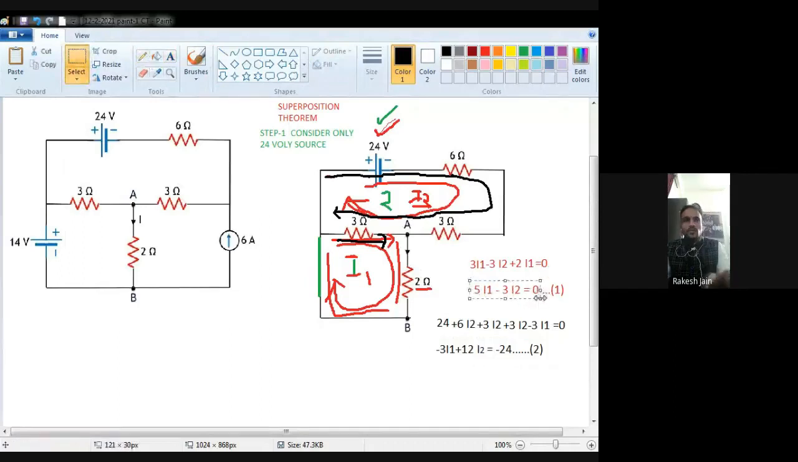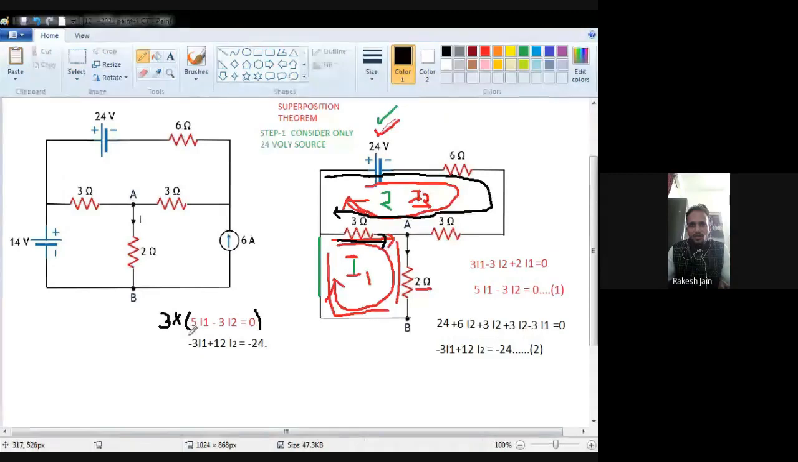Now this is my equation number 1 actually. I just simplified that above. So I remove this and from here I simplify and find that this is equation number 1 in the first step. Now I see the second mesh.